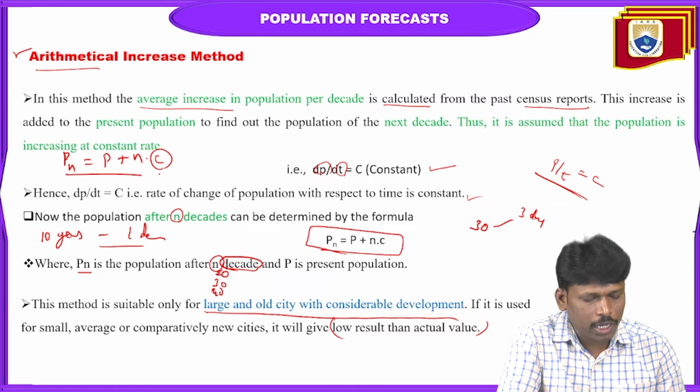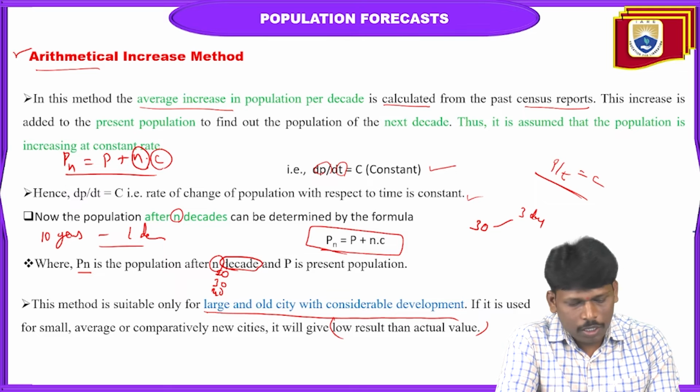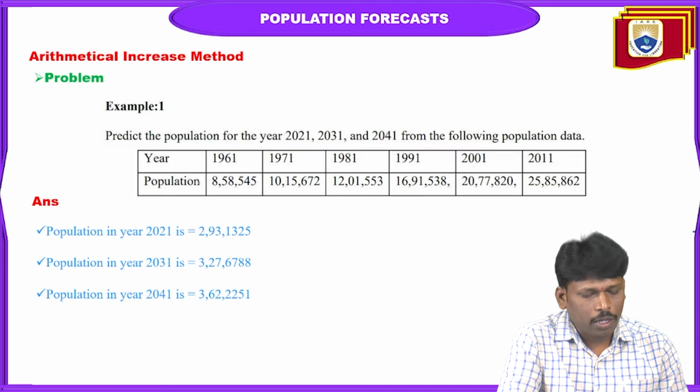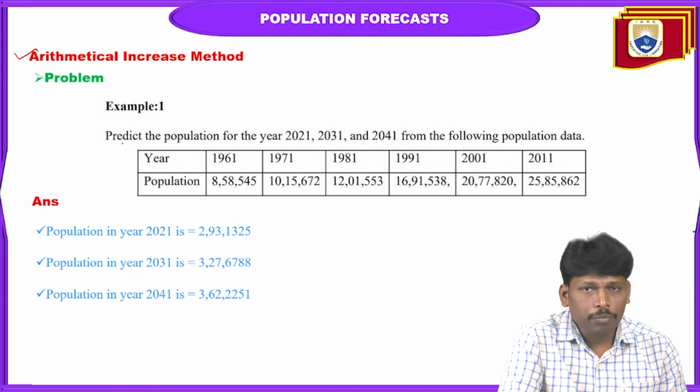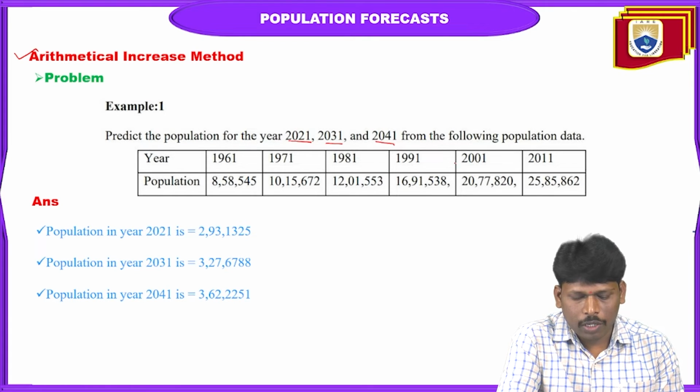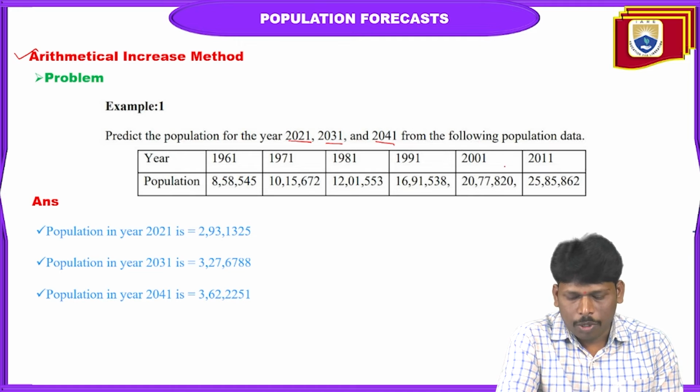C is a constant, where n is the number of decades, and P is the present population. So we'll take one problem on this. The problem is, according to the arithmetical increase method, predict the population for the years 2021, 2031, 2041 from the following population data.